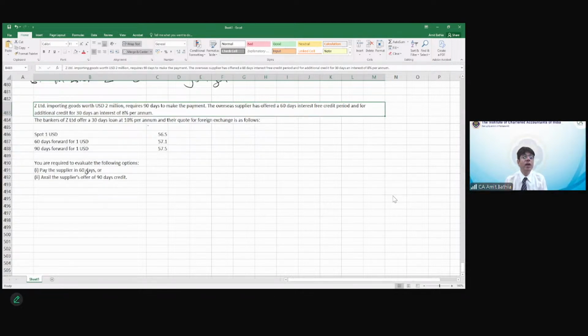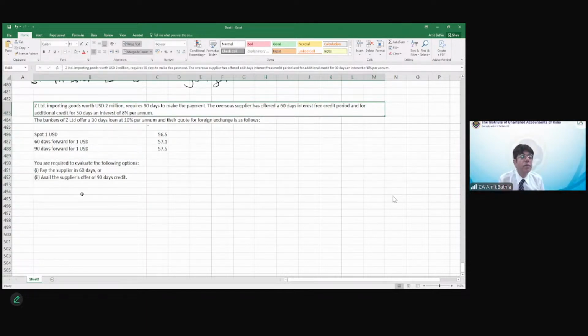You are required to evaluate the following options. Pay the supplier in 60 days or avail the supplier offer of 90 days credit. So here we have to pay anyway, but we have to identify which option will lead to a lesser outflow, right? As long as my total outflow is lesser, that is the option which I would want to opt for. So how do I go about it?